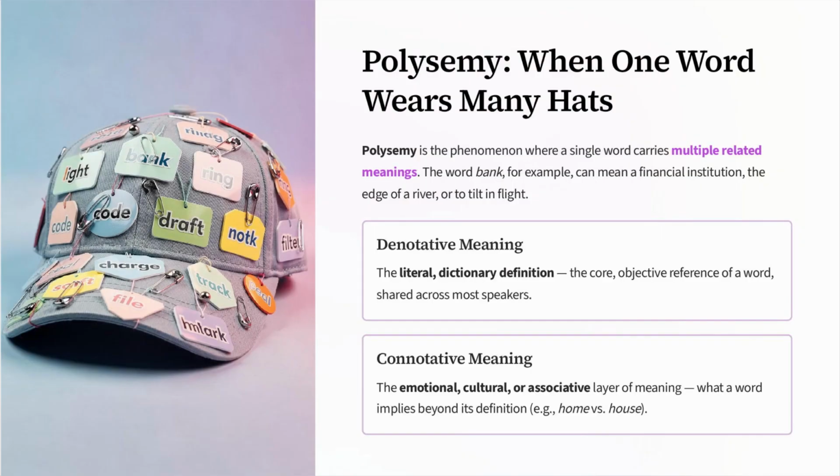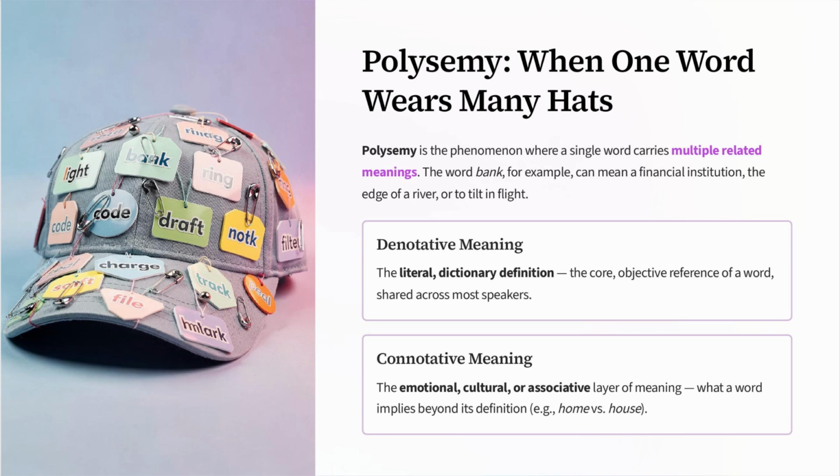Another central concept in lexicology is polysemy. Polysemy occurs when one word has several related meanings. A good example from the presentation is the word bank. It can refer to a financial institution, the side of a river, or even the movement of tilting in flight. These meanings are different, but they are historically or conceptually related, which makes the word polysemous. This shows us that meaning is often layered rather than fixed.